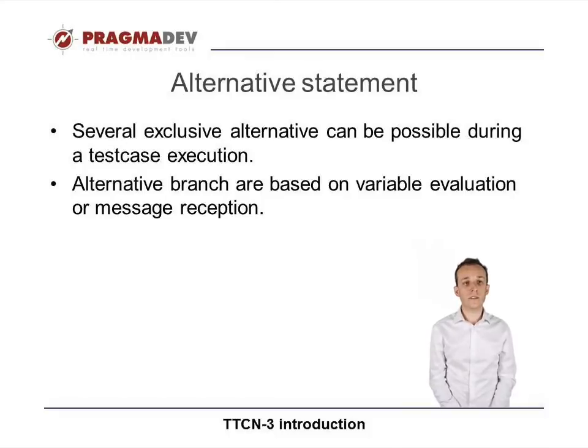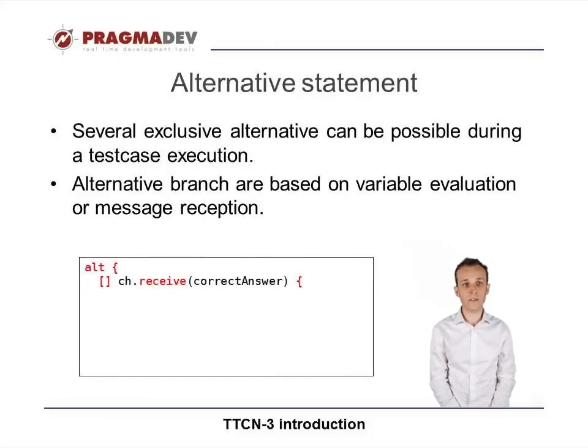Alternatives are useful in the case where several exclusive alternatives can be possible during a test case. An alternative branch can be evaluated on a variable value or on a message reception. In this example, two alternatives are possible. If the test receives the correct answer, then action 1 is executed. Else, if another answer is received, then action 2 is executed.